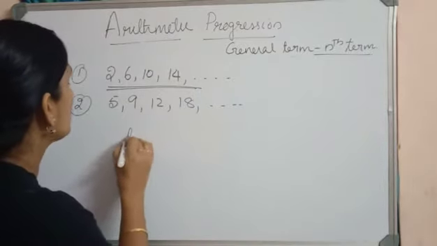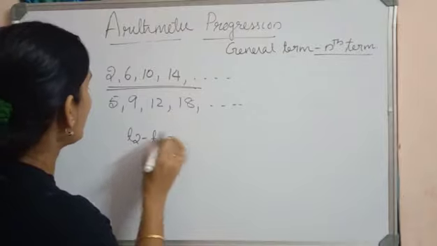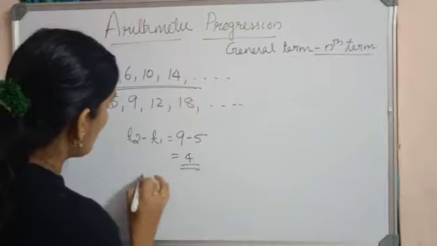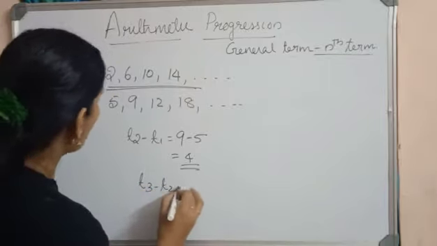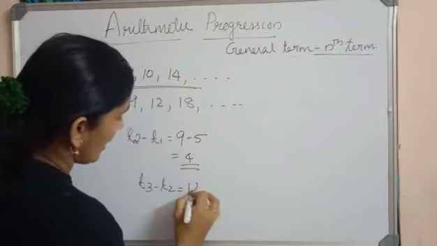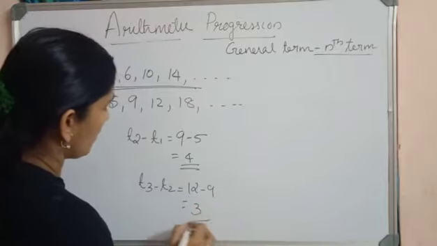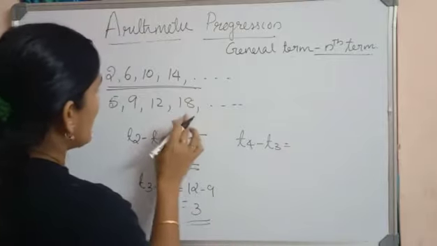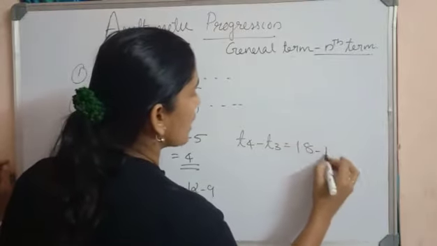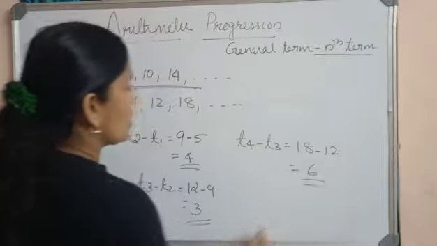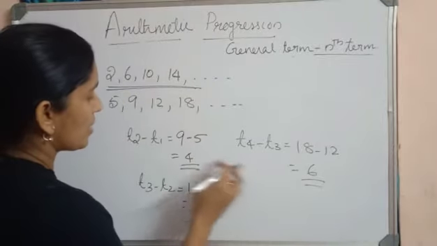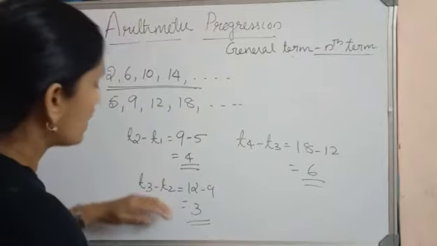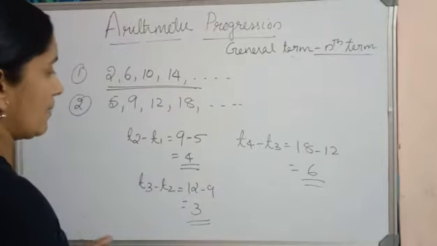Here, T2 minus T1, 9 minus 5, is equal to 4. T3 minus T2, 12 minus 9, is 3. And T4 minus T3, 18 minus 12, is 6. So here we are getting different numbers as the difference between the consecutive terms. Therefore, we can say this is not an example of an AP.